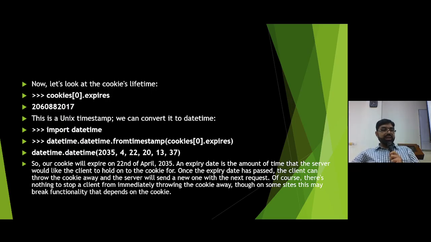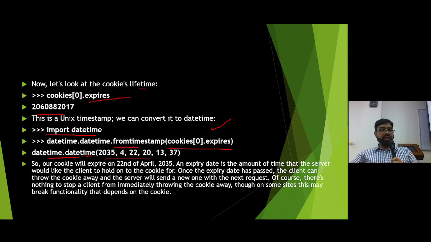Now look at the lifetime of the cookie: cookie 0 dot expires. We will get this information, which is a Unix timestamp. We can convert it to a readable date. We just import datetime, and then datetime.fromtimestamp, with cookie.expires. We will get the date in this format, which tells us when our cookie will expire. If you try this at your end, you will get different dates and timestamps.